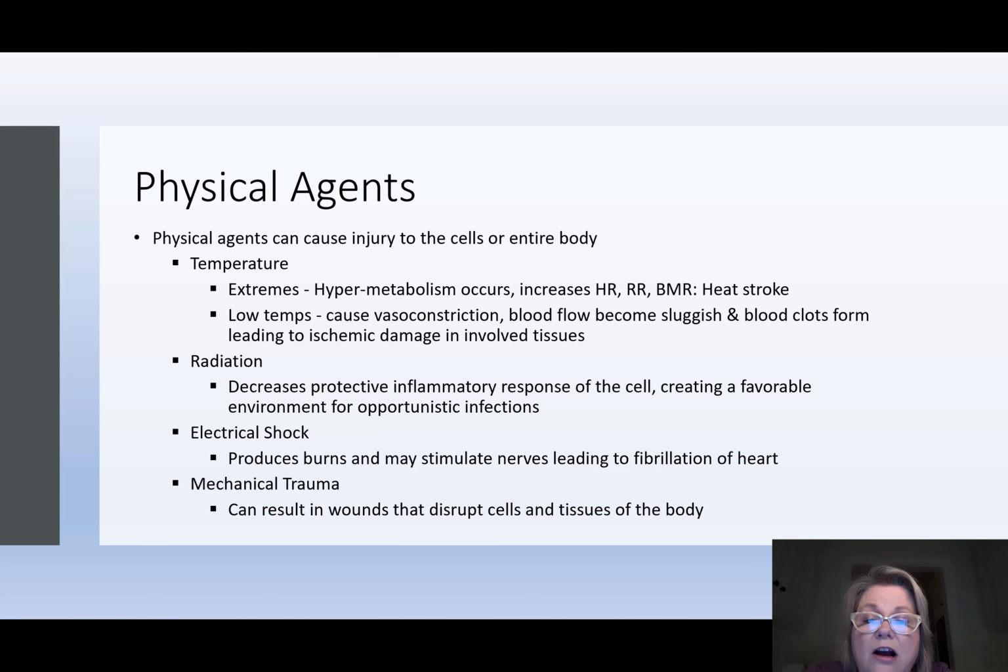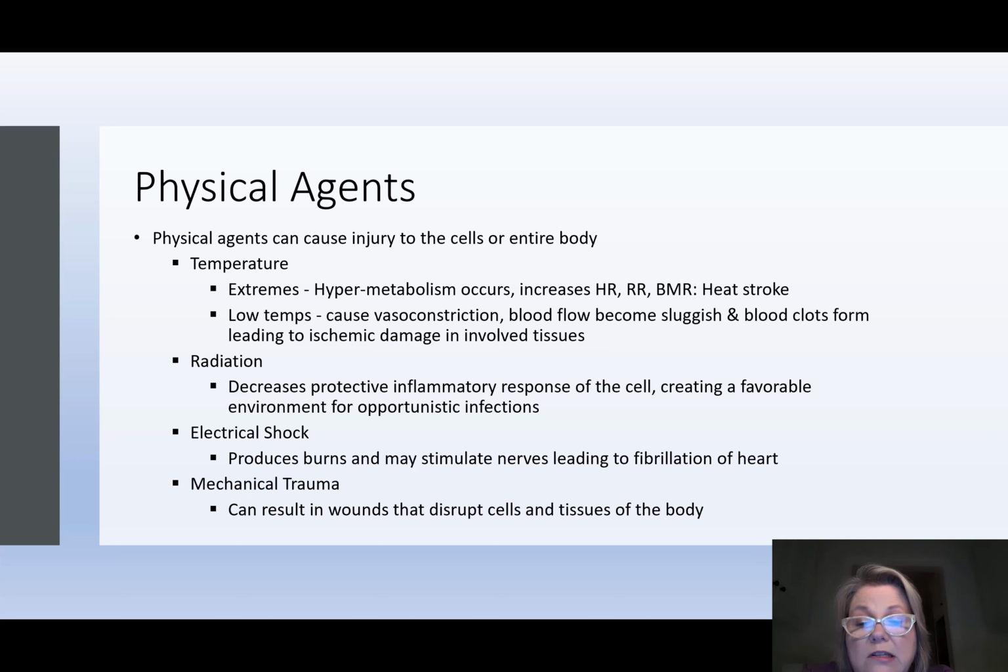Physical agents can cause an injury to the cells or the entire body. So temperature extremes, you can have hypermetabolism, increases the heart rate, the respiratory rate, the BMR, and that's heat stroke, like there's too much heat. Low temperature causes vasoconstriction, and the blood flow becomes sluggish, and blood clots can form and lead to ischemic damage of the involved tissue. So extreme temperatures like in Alaska or somewhere like that, there's a lot of extreme cold, so hypothermia there.